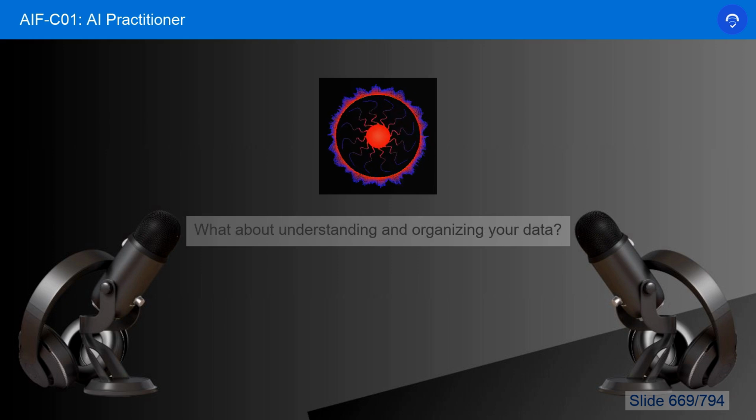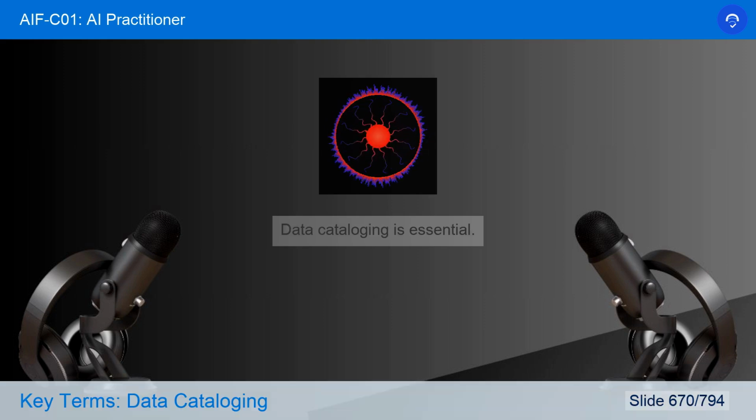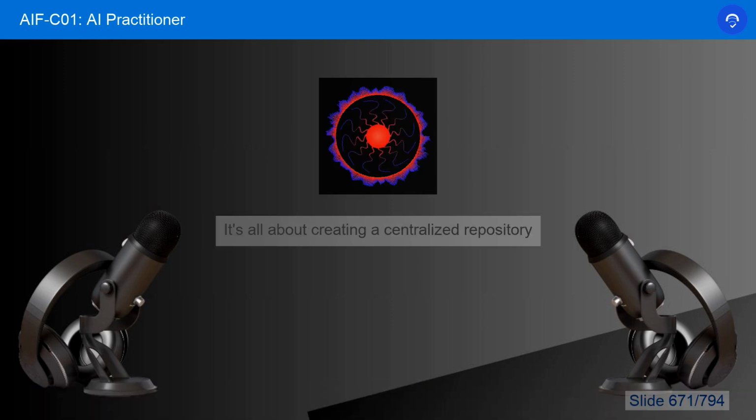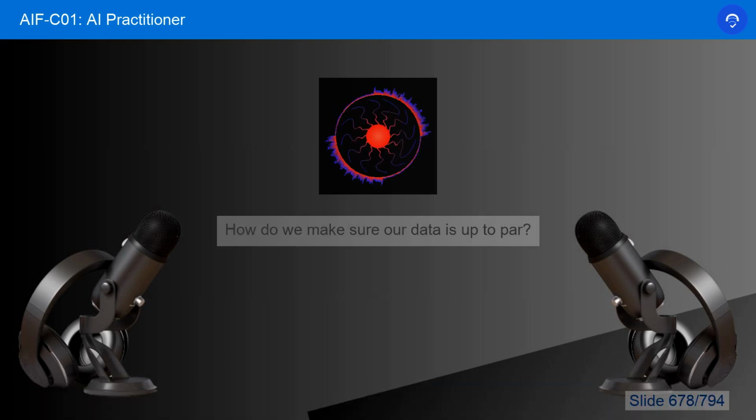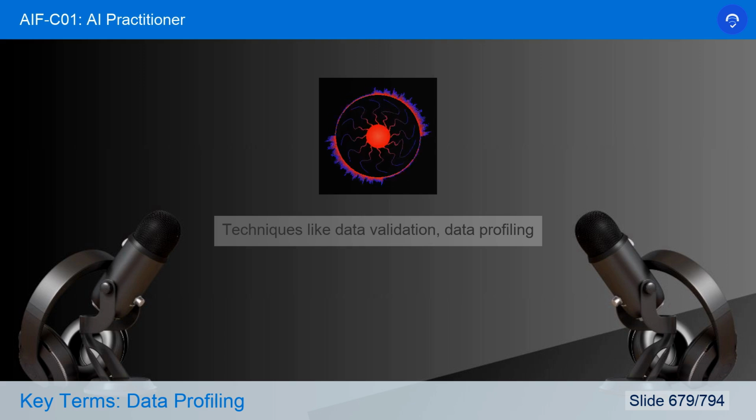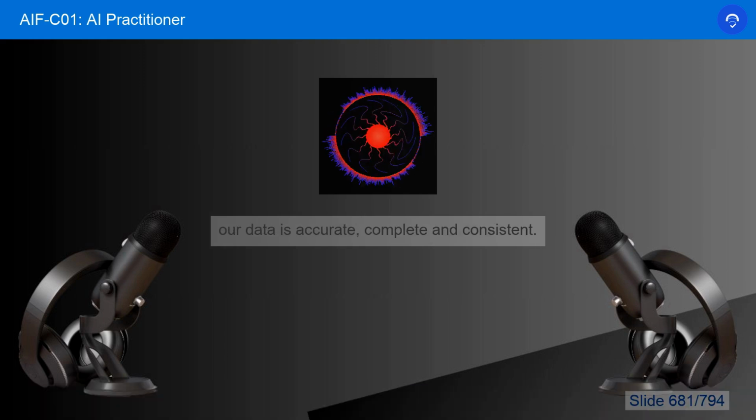Okay. What about understanding and organizing our data? Data cataloging is essential. It's all about creating a centralized repository of metadata about our data assets, things like their location, schema, and access controls. It's like having a map of your data landscape. This helps us find data, understand where it came from, and ensure data quality. Data quality is so important for reliable AI. How do we make sure our data is up to par? Techniques like data validation, data profiling, and data cleansing can help us make sure our data is accurate, complete, and consistent.